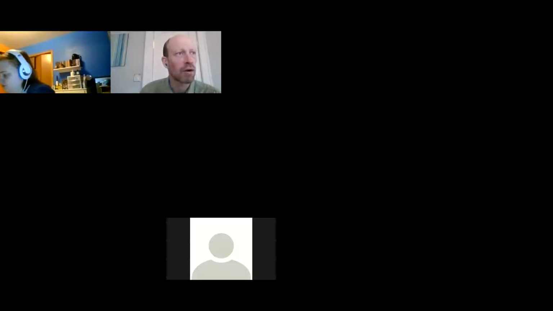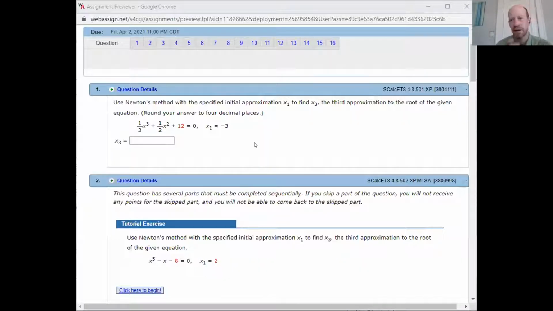So yeah, 4.8 and 4.9 are in some ways going to feel separate from the other problems in section 4, in that they are using the derivative to tell us information about the function, but they're different types of information and not really connected to this idea of minimums and maximums. So sometimes that's nice because you get a little bit of a fresh start.